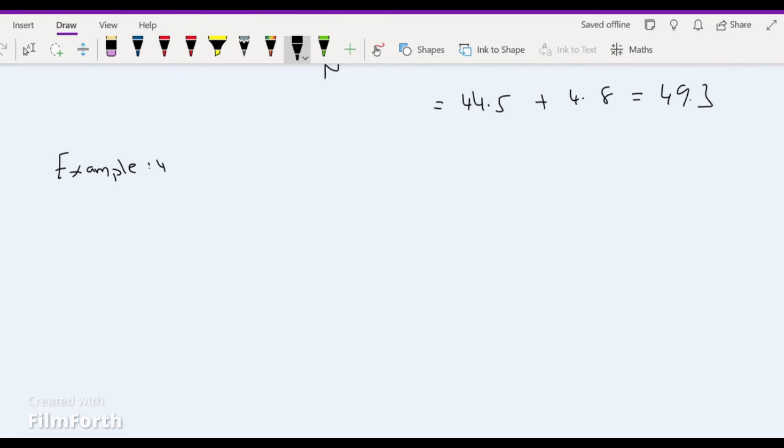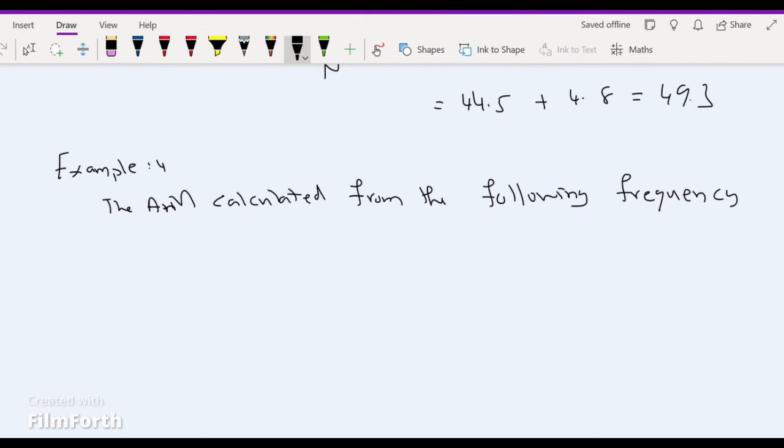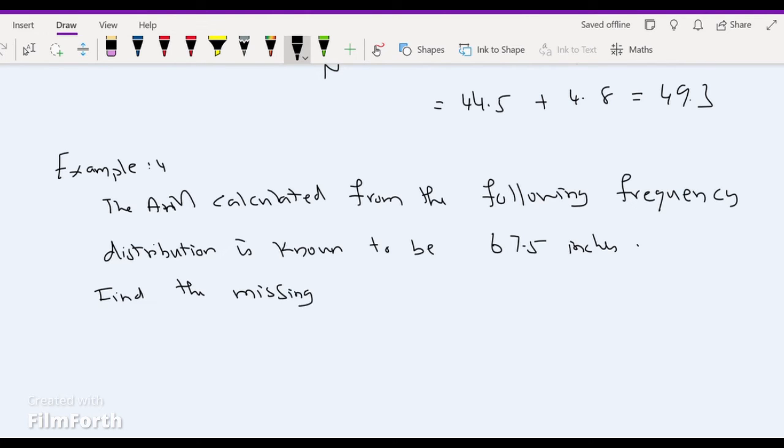The arithmetic mean calculated from the following frequency distribution is known to be 67.5 inches. Find the missing frequency.